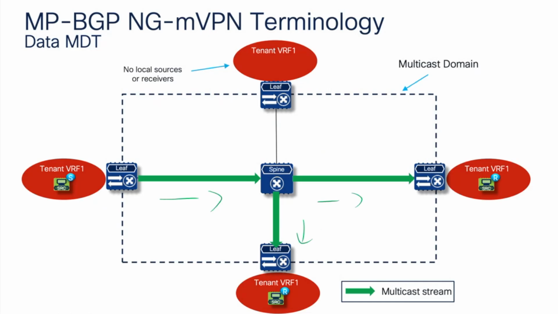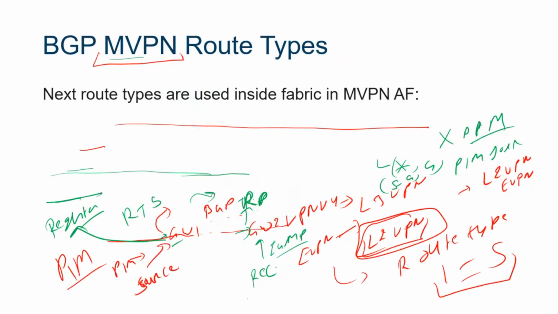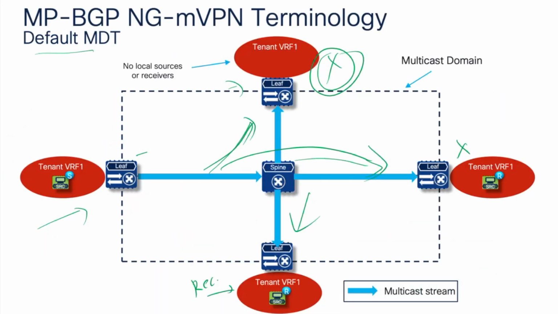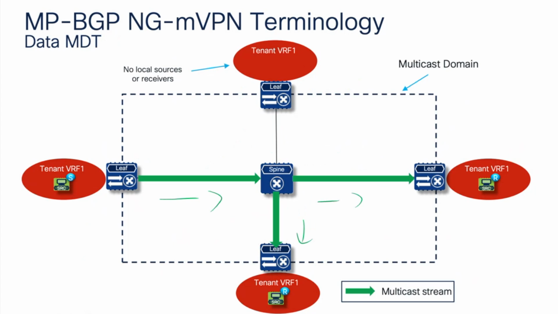A little bit of advanced concepts. If you go back to that route type, there was this route type 3. If I show that again, this one. SPMSI AD route, data MDT signalization. So BGP signals this route type 3 when it needs to switch over to data MDT. Okay, for now, remember this.